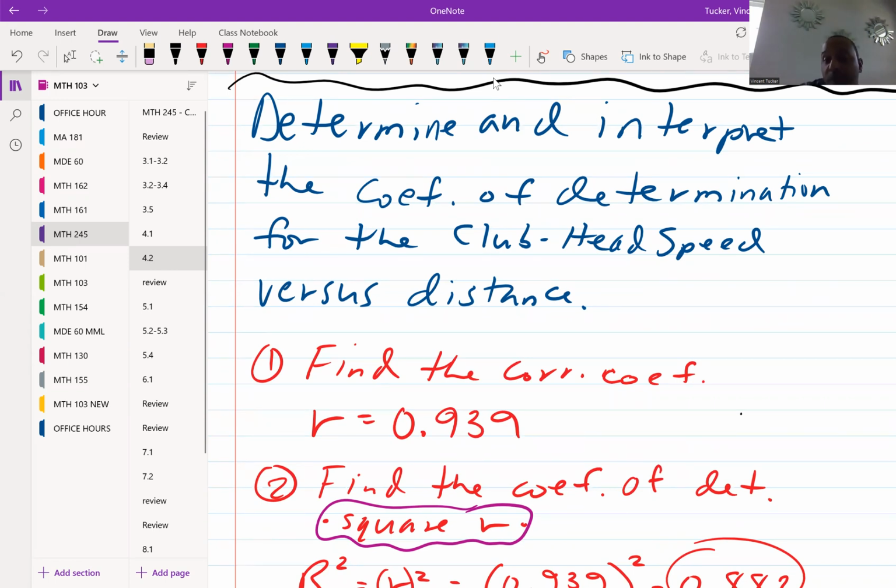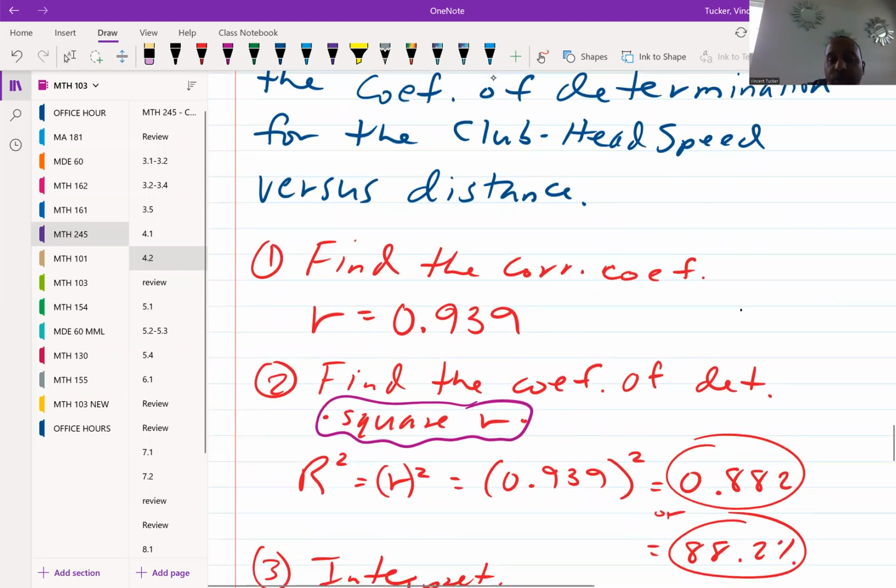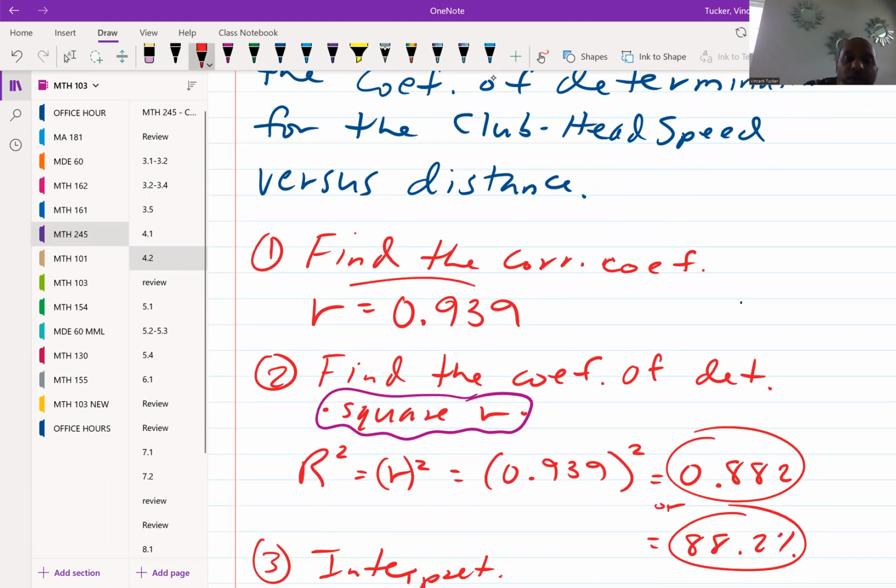But that's the first step, because in order to find the coefficient of determination, we then have to square the correlation coefficient. And so 0.939 was our correlation coefficient. We squared that, got 0.882. And then converted it to a percentage, that's 88.2%. Just move the decimal 2 places to the right, not to the left.